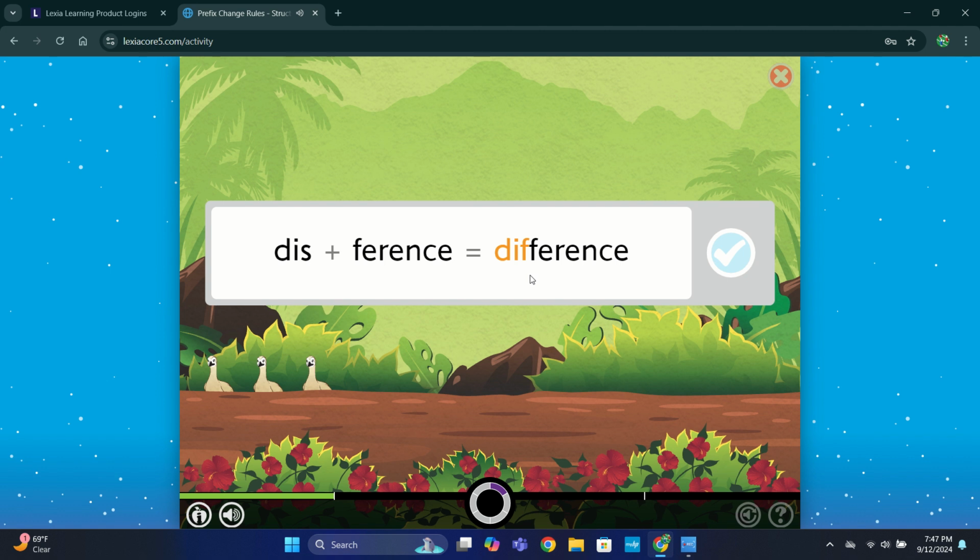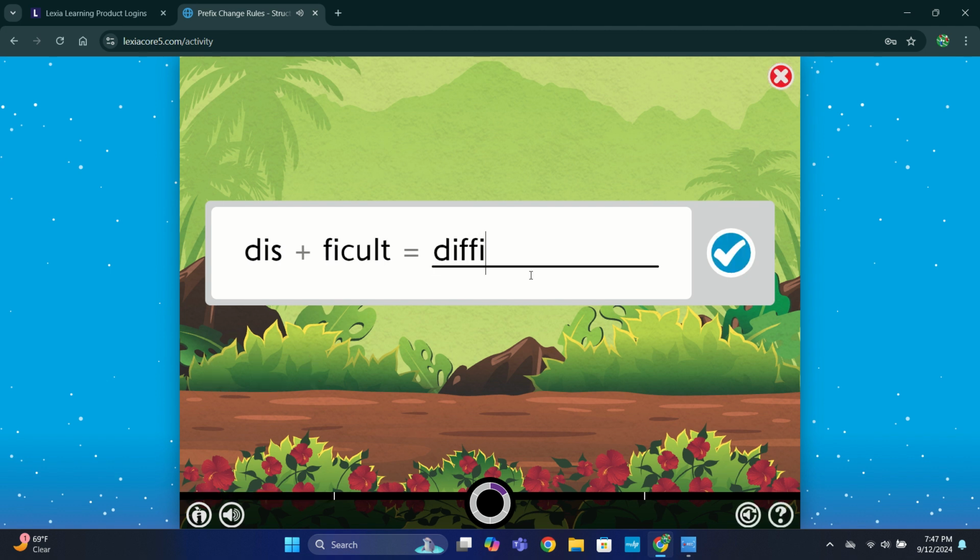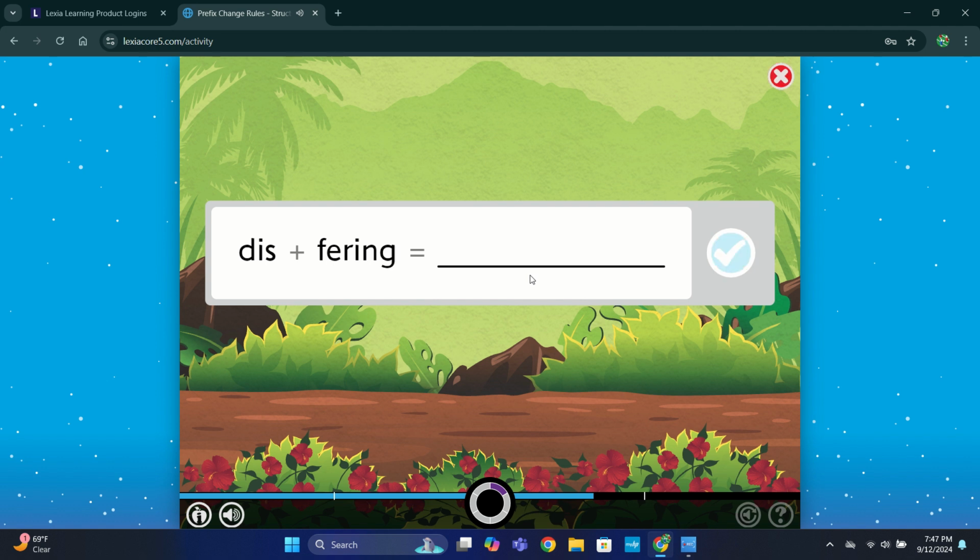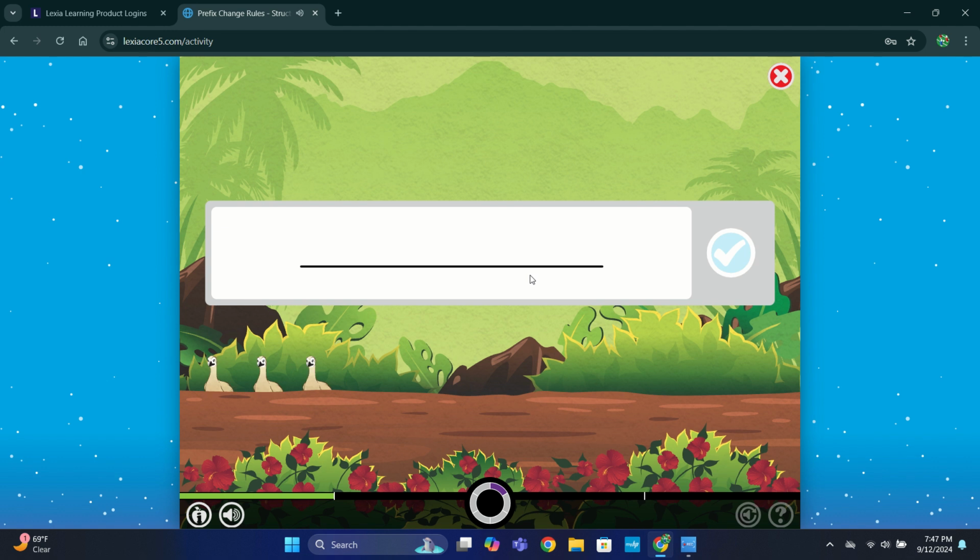The last letter of the prefix changes to the first letter of the root to make it easier to say. Difference. Difficult. Differing. Difference. Effort. Differ. Effort. Effortful.